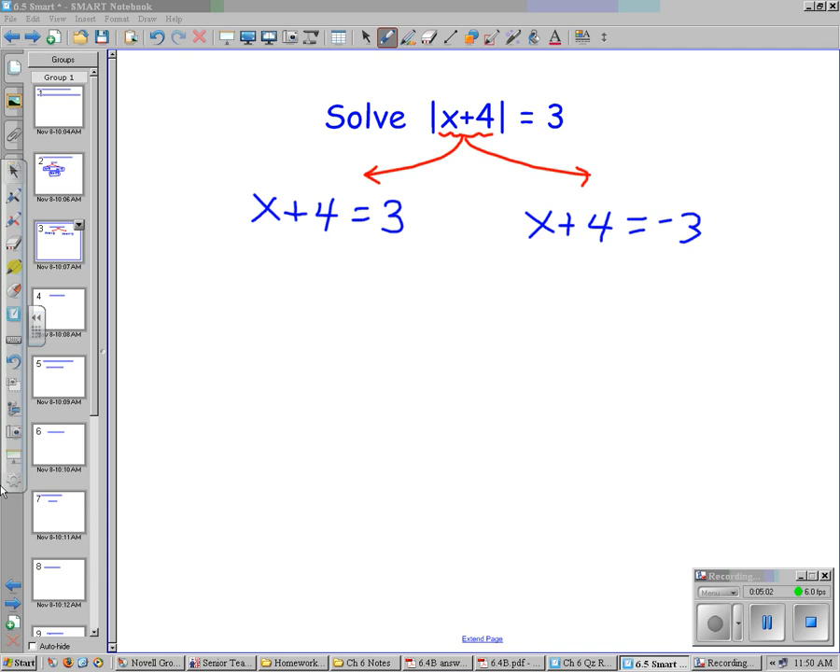Well, now we have two equations. Just go ahead and solve them. What's going to be the solution to the first equation, please? First equation, what are we going to have as a solution to that? Colin?